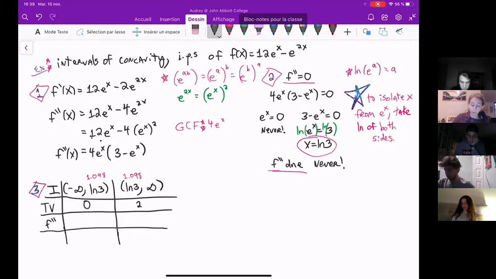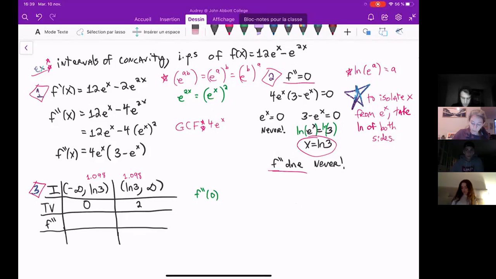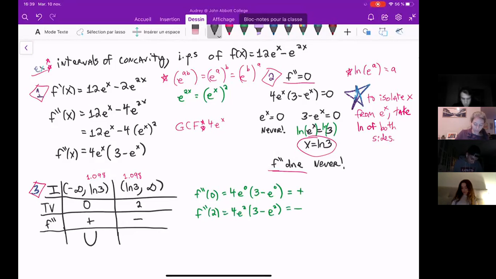Good. And then we plug this into f double prime. So I'm doing f double prime of 0. F double prime of 0 is equal to 4e to the 0 times (3 minus e to the 0), and that gives me a positive value. And then f double prime of 2 is equal to 4e squared times (3 minus e squared), which gives me a negative value. So then we can make our conclusion about concavity.